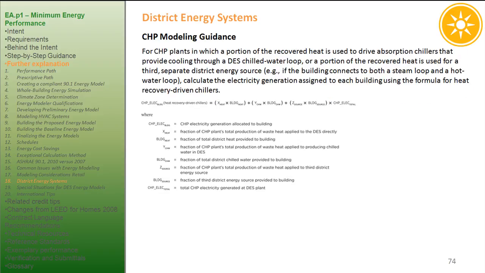For CHP plants in which a portion of the recovered heat is used to drive absorption chillers that provide cooling through a district chilled water loop, or a portion of the recovered heat is used for a third, separate district energy source, for example, if the building connects to both a steam loop and a hot water loop, calculate the electricity generation assigned to each building using the formula for heat recovery-driven chillers.